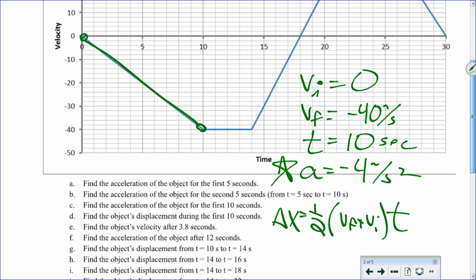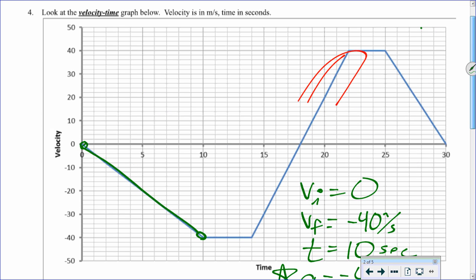Why does it make sense that my displacement turned out negative? Not because it's going down. The velocity's negative, which means we're going backwards. Okay? For this chunk over here, do you think my displacement would be positive or negative? Positive, because those are positive velocities. You're moving forward. Cool? All right, what else do we need to talk about from 4?